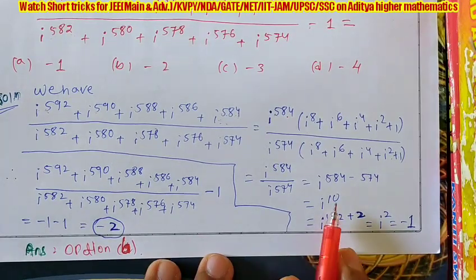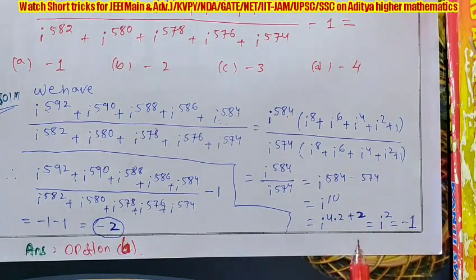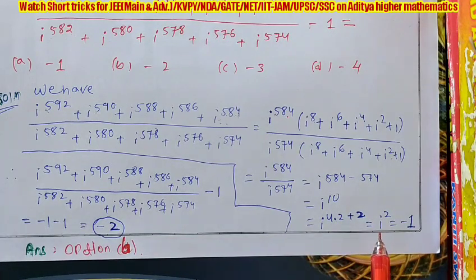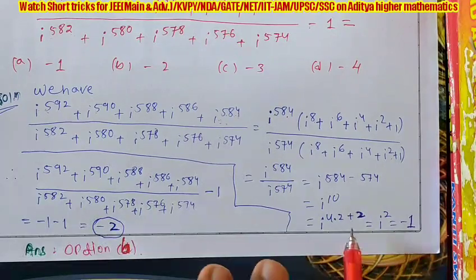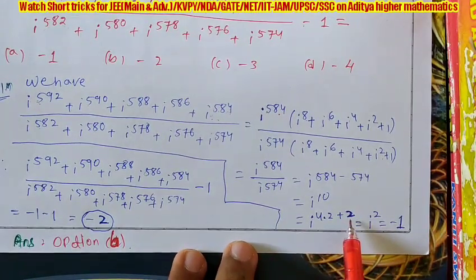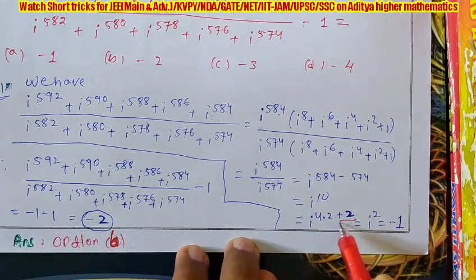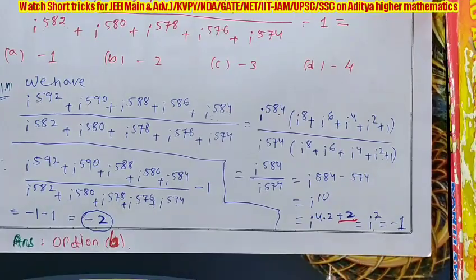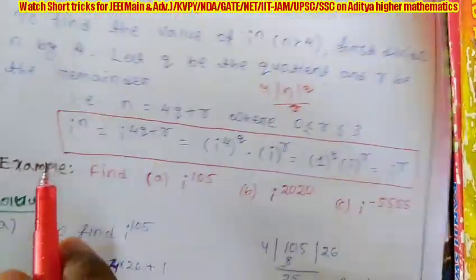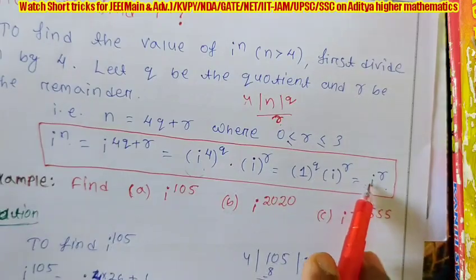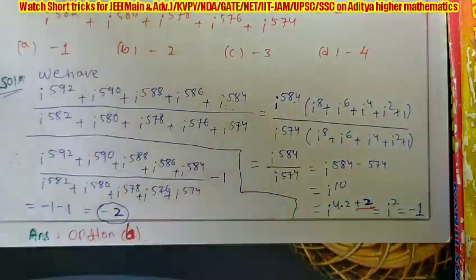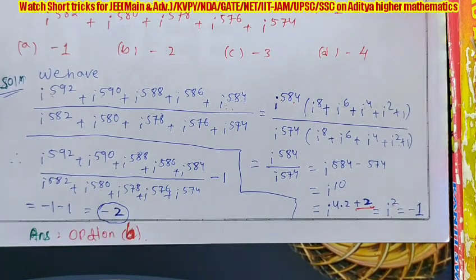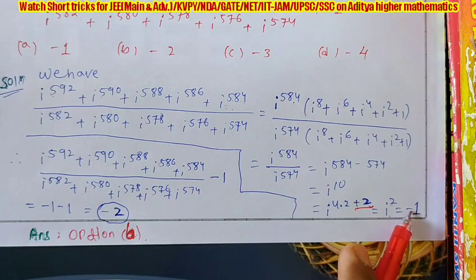Now, when you divide 10 by 4, it is a small number, so I am writing directly 4 multiplied by 2 plus 2, because 4 times 2 is 8, and 8 plus 2 is 10. Now the remainder is 2. So its value is i to the power 2. Once again I am telling, whatever big number comes, it is equal to i to the power of that remainder. So the remainder is 2. Now i square is minus 1, so I am writing minus 1.